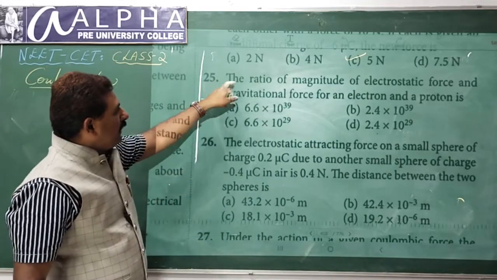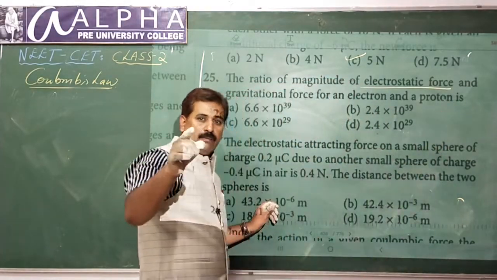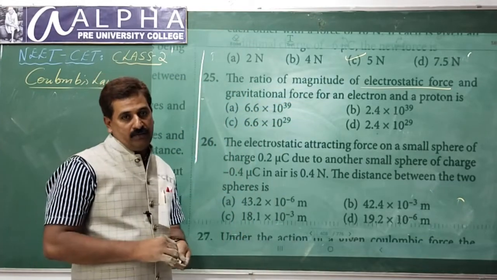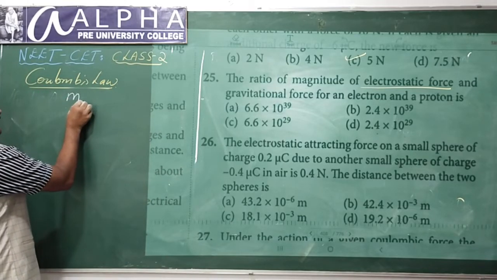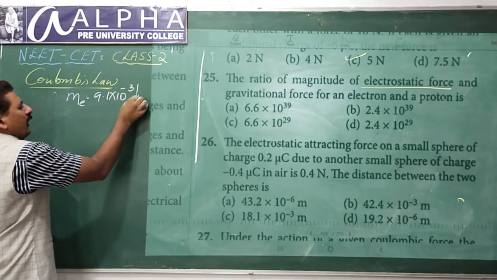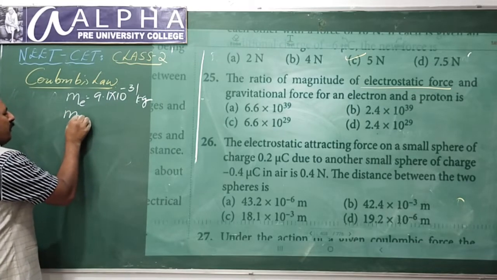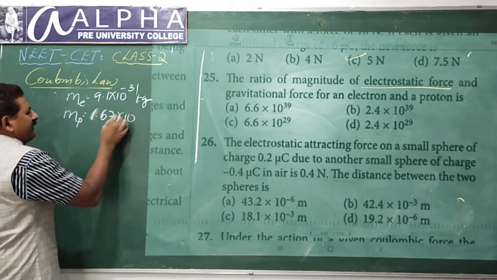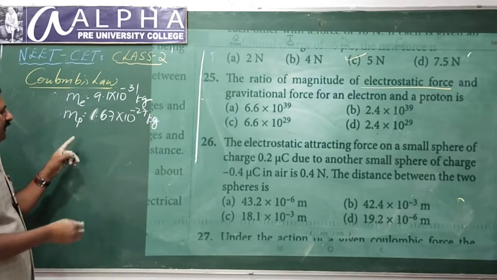That is 25. Ratio of magnitudes of electrostatic force. Electrostatic force means Coulomb's law, remember, and gravitational force between an electron and a proton. Students, you know about the electron. What is the mass of an electron? Nearly 9.1 10 to the power minus 31 kilogram. You have learned physics and chemistry. What is the mass of a proton? 1.67, nearly 10 to the power minus 27 kg. Two digits are enough. Even I can write 1.7.